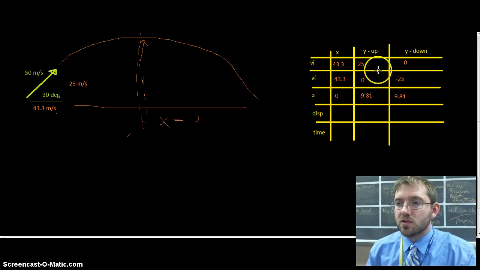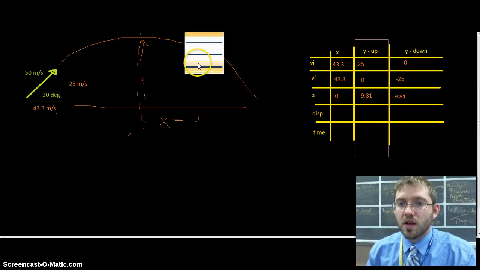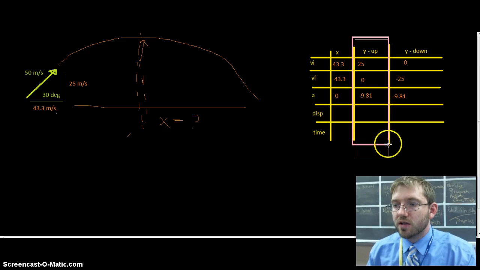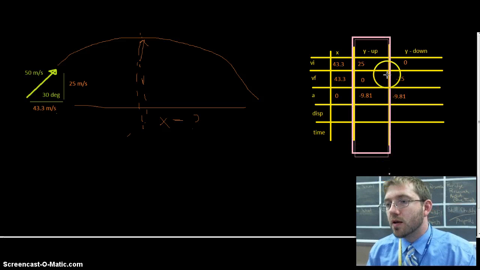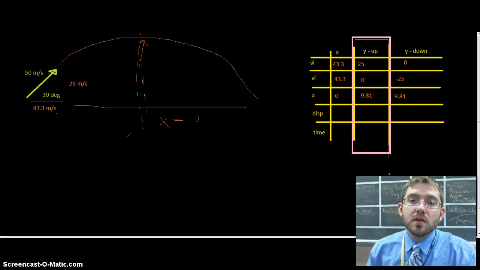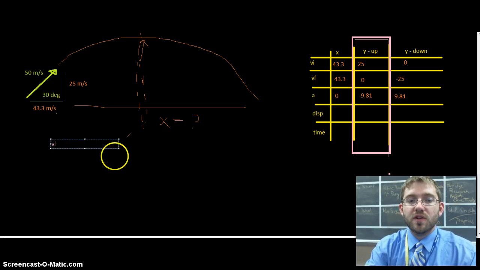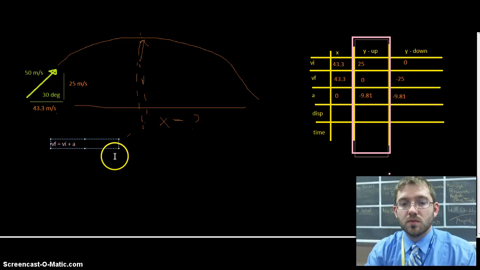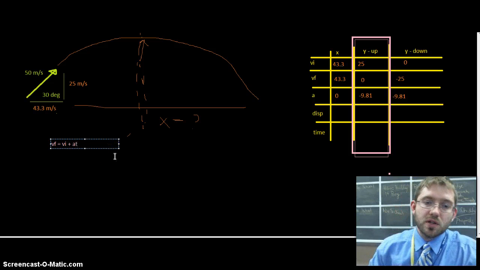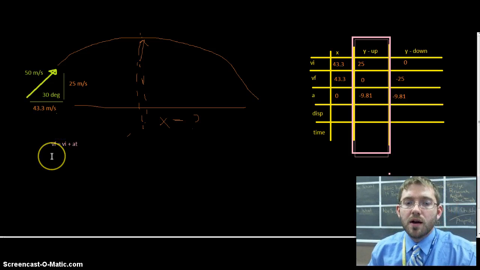So I am first going to solve this thing that I just boxed in right there, the pink box. I know my initial velocity in the upward direction is 25, my final is 0, and my acceleration is negative 9.81. The equation that we will use to do this is Vf equals Vi plus a delta t. I can't do triangles here easily, so I'm writing it like that.